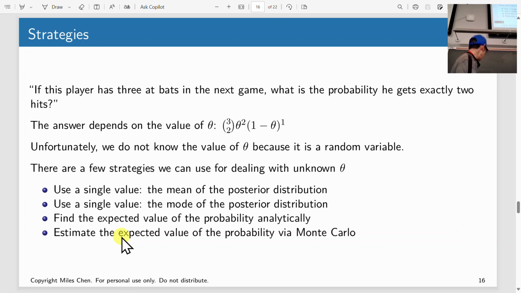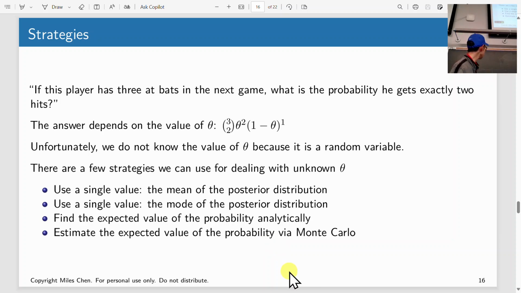The question by itself is basically a binomial thing, right? You have n equal to 3, and we want to know x equal to 2. But right now, the question is, what do we use for theta? Your answer for binomial would be 3 choose 2, theta to the 2, 1 minus theta to the 1. But your answer really depends on what theta you're going to use here.